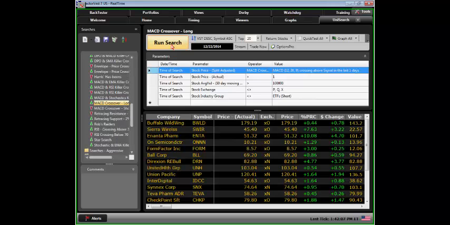So this will let me see which stocks had a MACD crossover back on December 22nd. So Buffalo Wild Wings, my son loves to go there. He loves wings. So does my daughter, actually. So we've got the stocks that had a MACD crossover there.